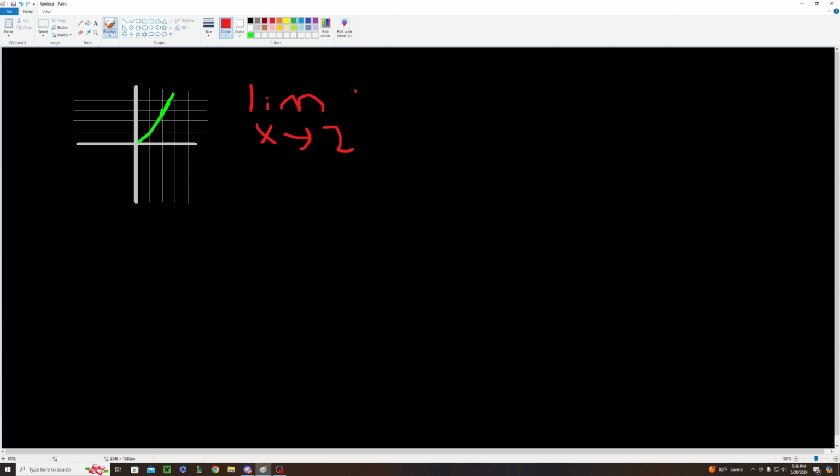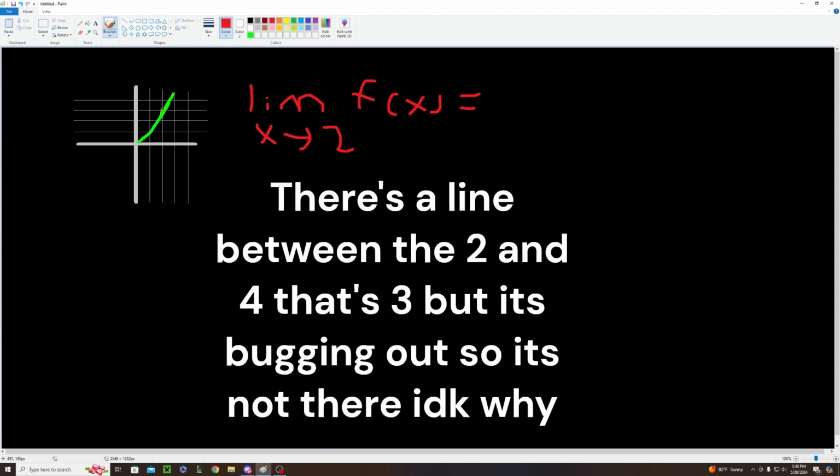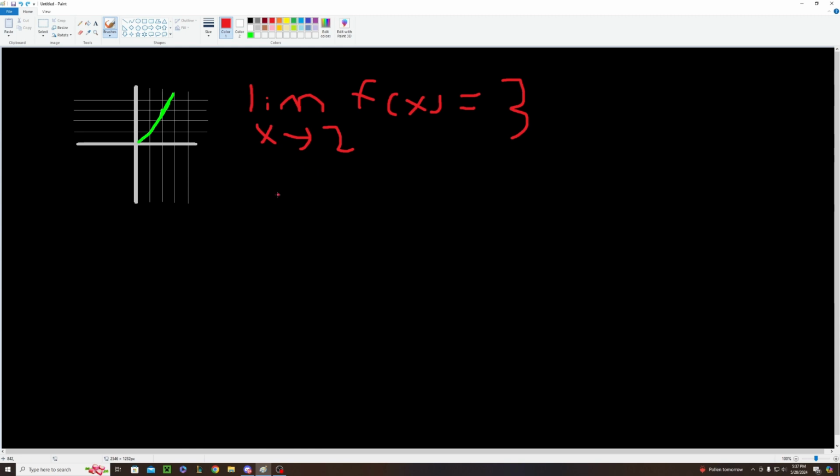So we're trying to figure out what the function f of x is as x approaches 2 on the graph. From the graph, you can see that at x equals 2, it's about 3. So the limit is 3. In this scenario, though, f of 2 is also 3.